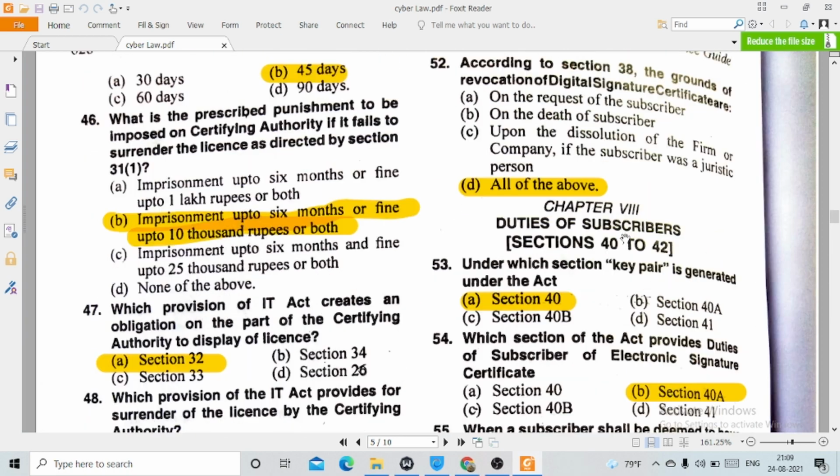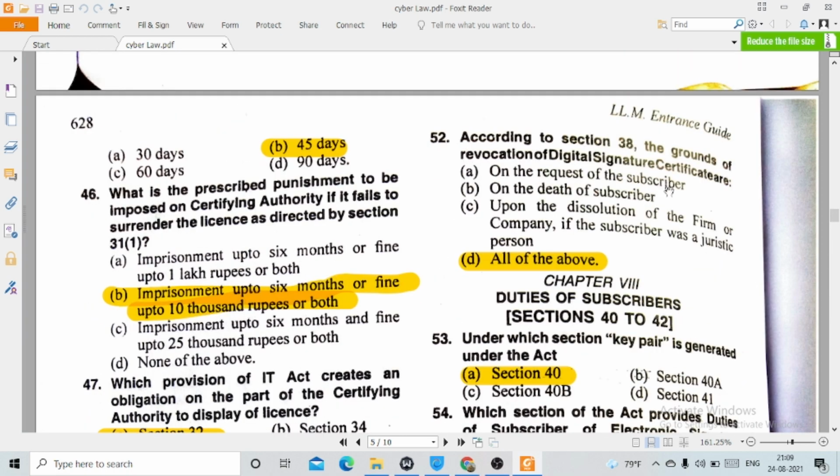Then question number 52. According to section 38, the grounds of revocation of digital signature certificates are all of the above: on the request of the subscriber, on the death of the subscriber, upon the dissolution of the firm or company, if the subscriber was a juristic person.